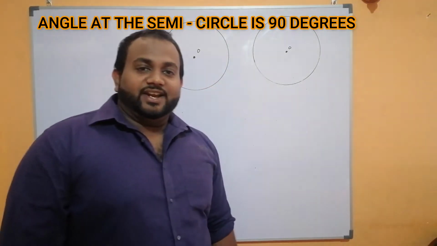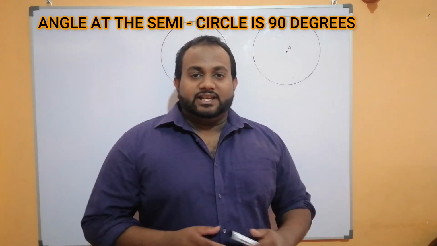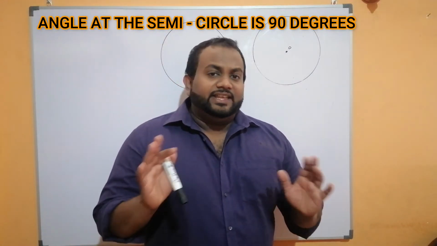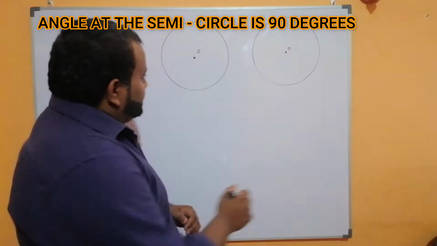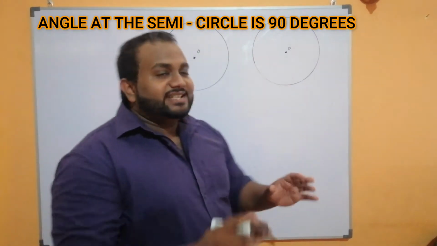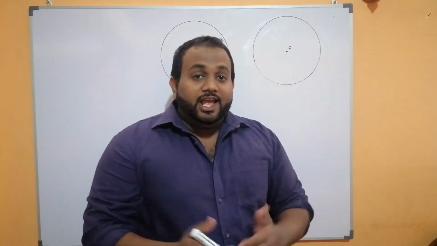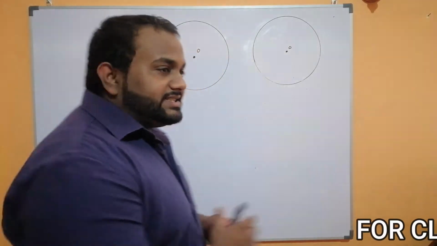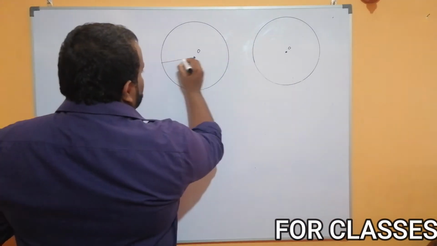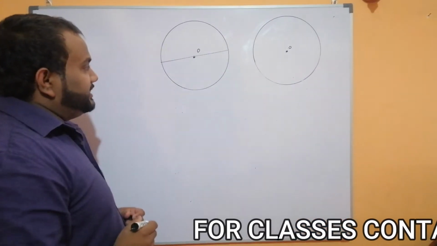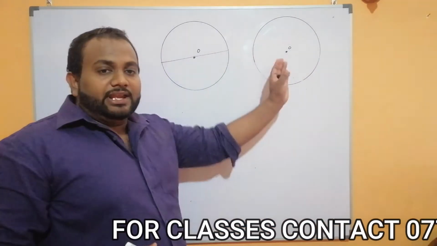Let's try to understand what the angle of the semicircle is 90 degrees theorem is. Now let's look at this. Now these two are just simple circles. How am I supposed to break this circle into a semicircle? Very simple. We just have to draw a diameter across it.